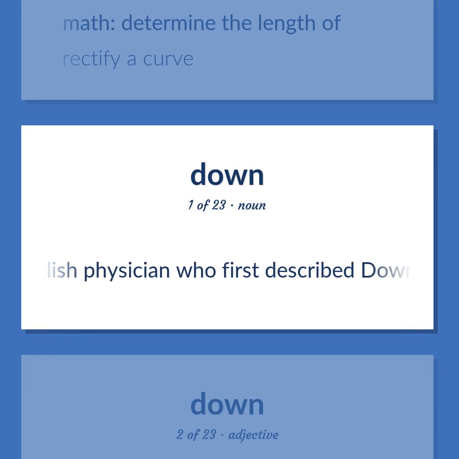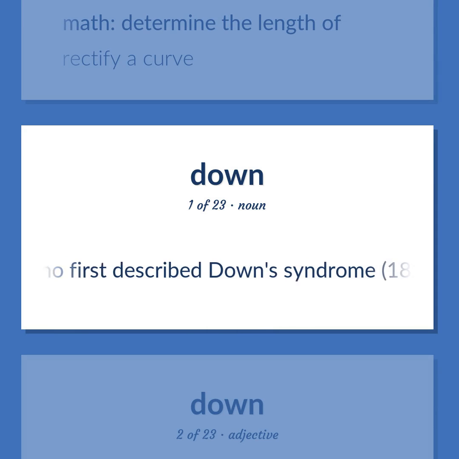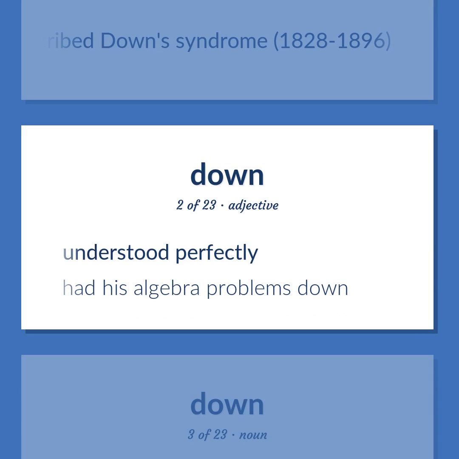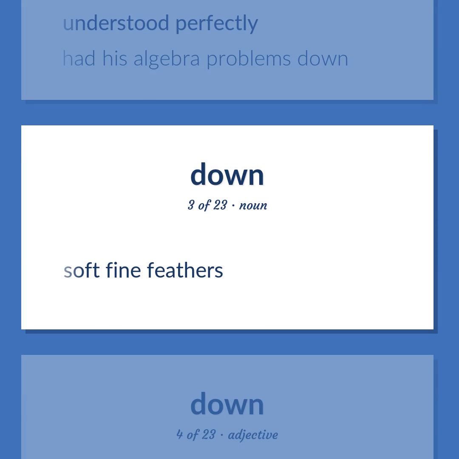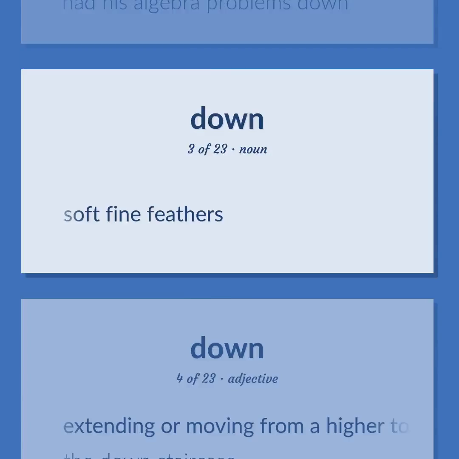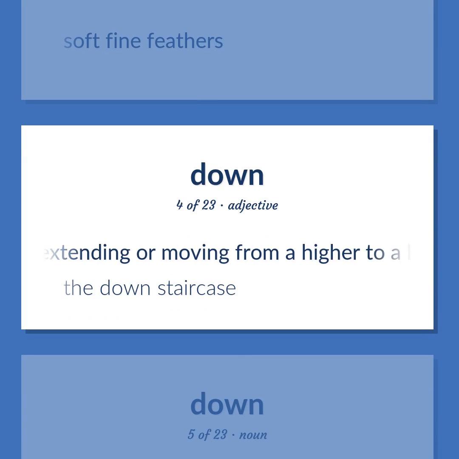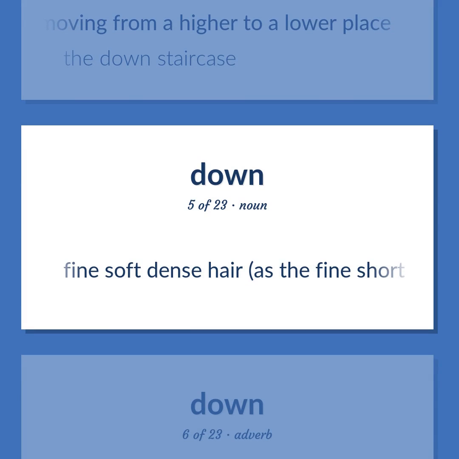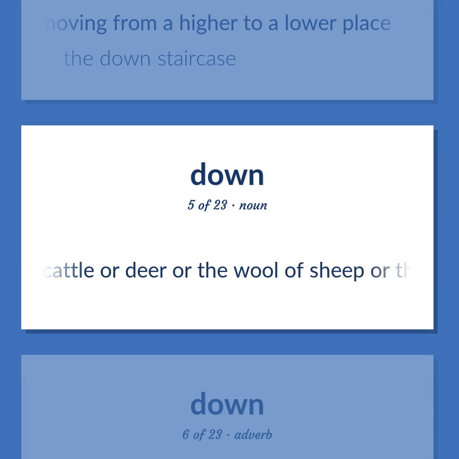English physician who first described Down syndrome, 1828 to 1896. Understood perfectly. Had his algebra problems down. Soft fine feathers. Extending or moving from a higher to a lower place. The down staircase. Fine soft dense hair, as the fine short hair of cattle or deer or the wool of sheep or the undercoat of certain dogs.